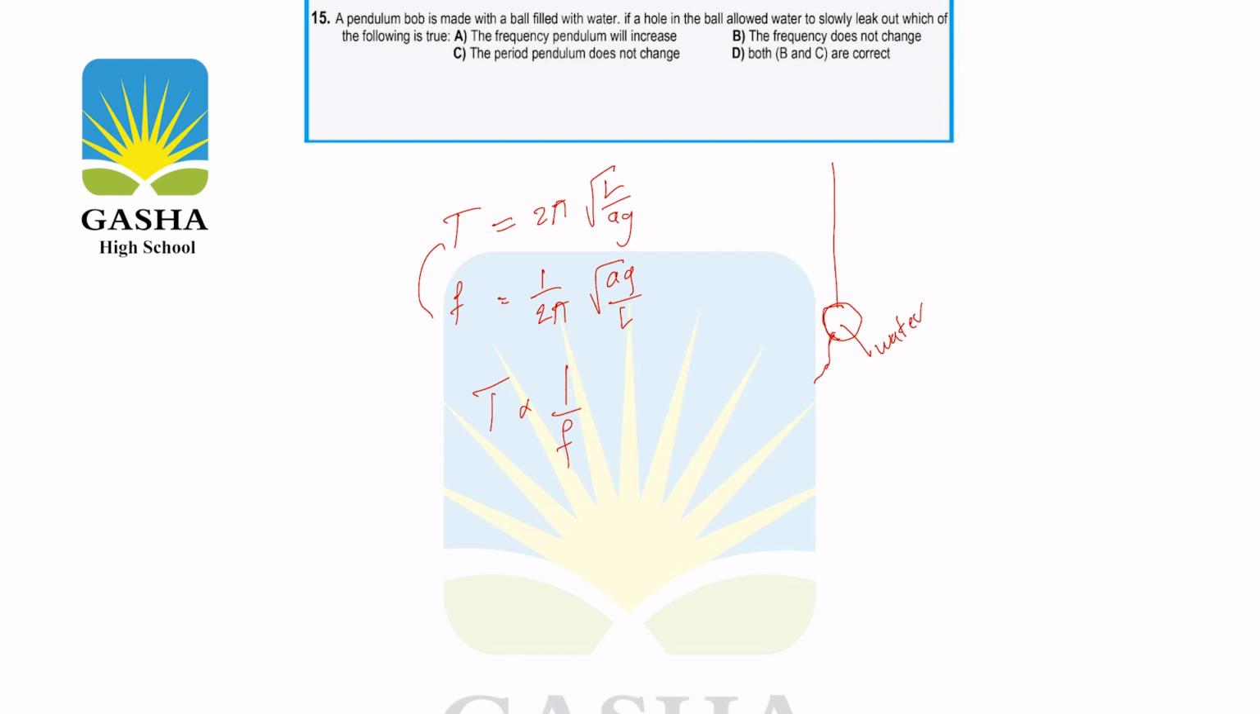Since we don't have any change in gravitational acceleration and length of the pendulum, the only change in this question is mass. So mass doesn't affect the period and frequency in a simple pendulum. B is correct because the frequency does not change, and C is correct because the period does not change. Since B and C are both correct, we have to choose D because D includes both answers.